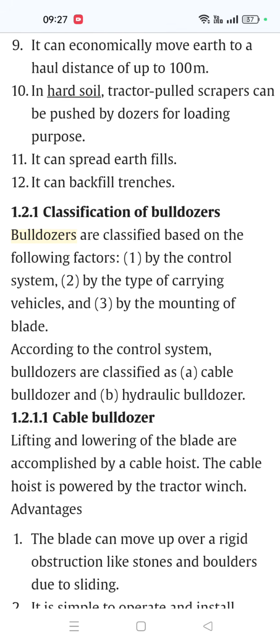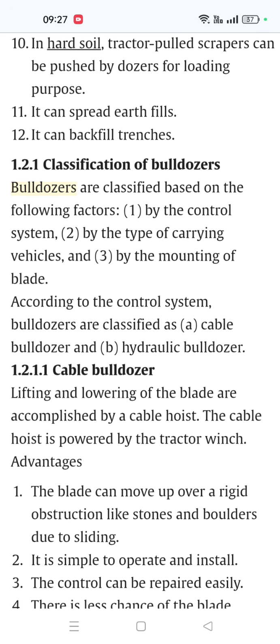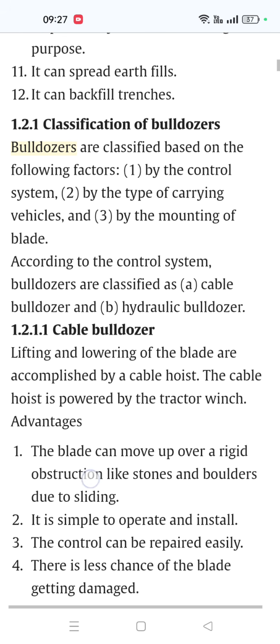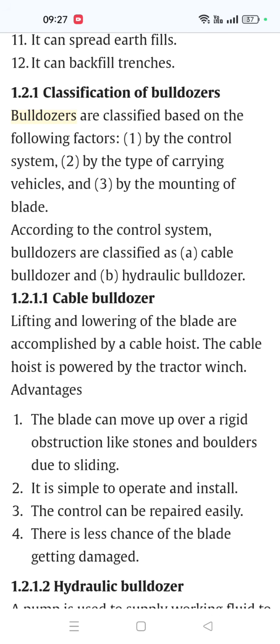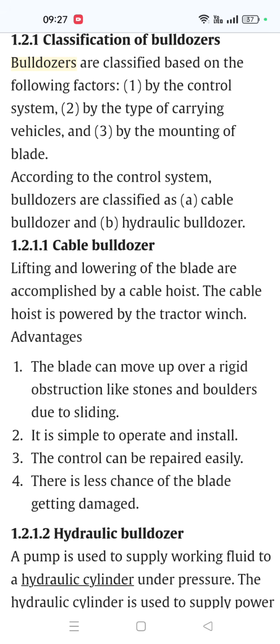1.2.1 Classification of bulldozer. Bulldozers are classified based on the following factors. 1. By the control system. 2. By the type of carrying vehicle, and 3. By the mounting of blade. According to the control system, bulldozers are classified as A. Cable bulldozer, and B. Hydraulic bulldozer.